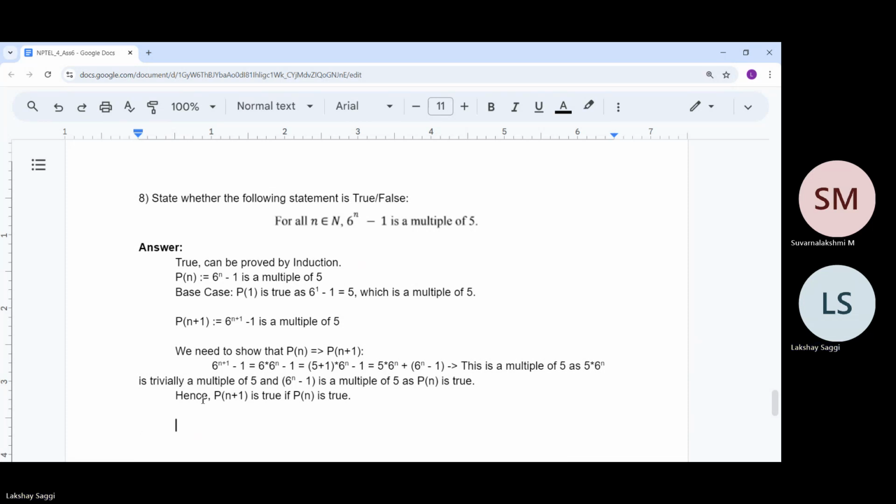So we have shown that P of n implies P of n plus 1, and we had also shown the base case. So by induction, we can say that P of n is true for n greater than or equal to 1.